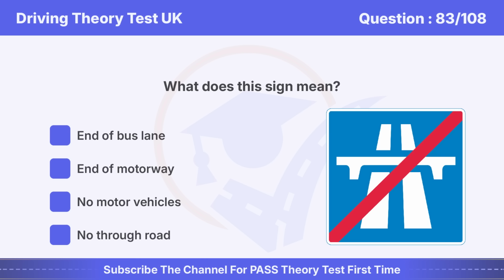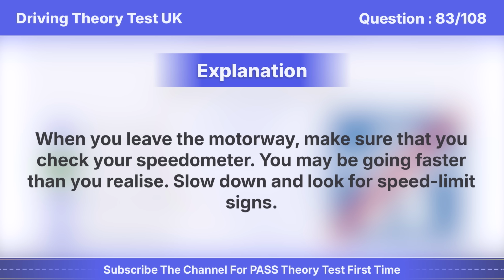Question 83. What does this sign mean? Answer is B. End of motorway. When you leave the motorway, make sure that you check your speedometer. You may be going faster than you realize. Slow down and look for speed limit signs.